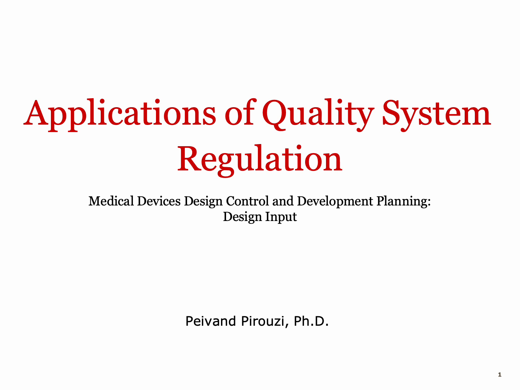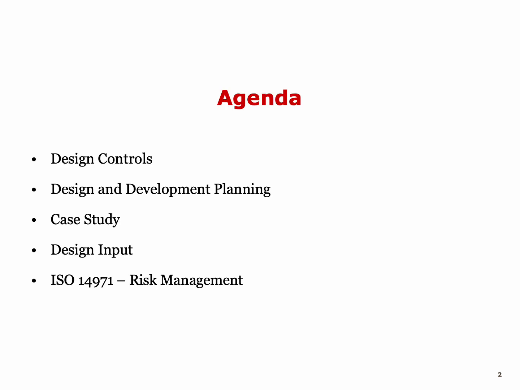Today we are going to look into the applications of the quality system regulations related to medical devices design control and development planning. Now we are going to go over the design controls. We are going to talk about what a design is, what the requirements by FDA are, and of course what the requirements are for documentation and for following the regulations and the standards, which are international, and some of course are American. Then we are going to talk about the design and development planning.